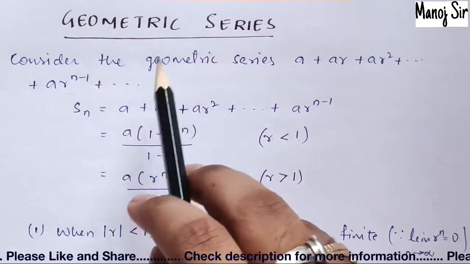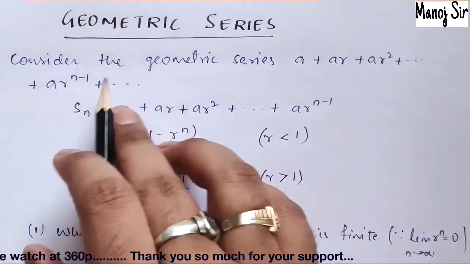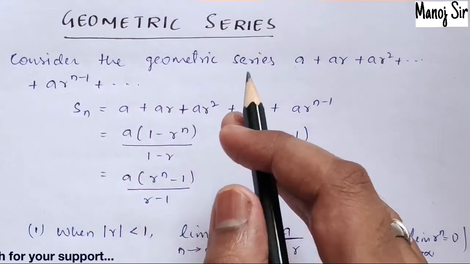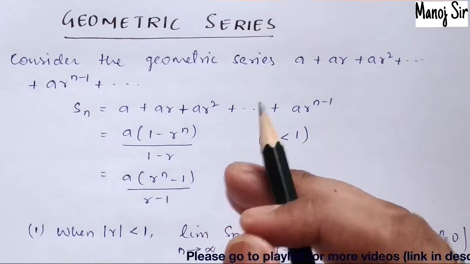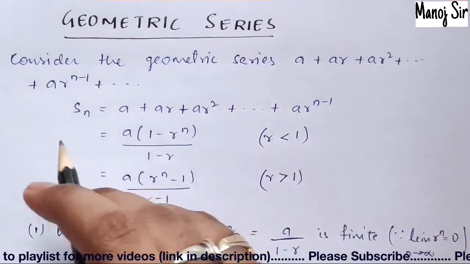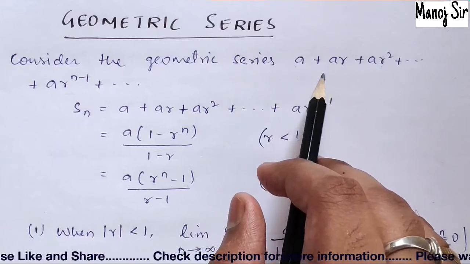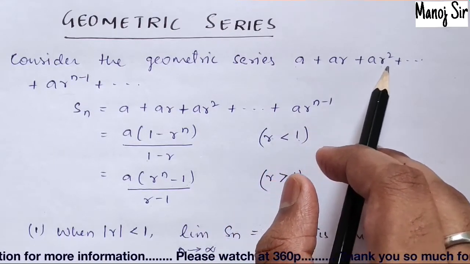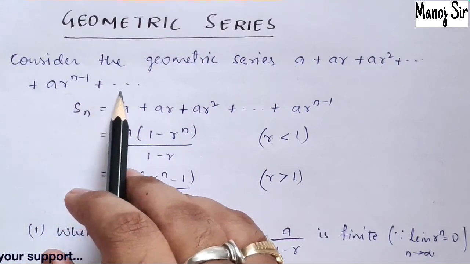What is geometric series? We know what a geometric series is. Now we need to see under which condition the geometric series is convergent or divergent or oscillatory. Let us consider a geometric series: a plus ar plus ar square plus dot dot dot plus ar to the power n minus 1 plus dot dot dot.